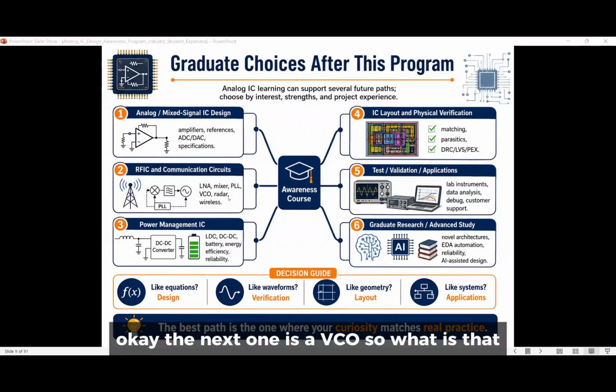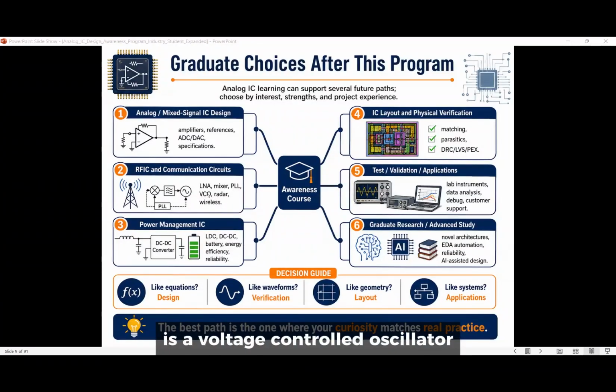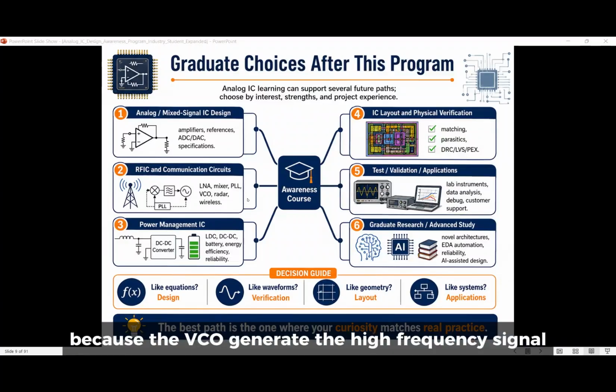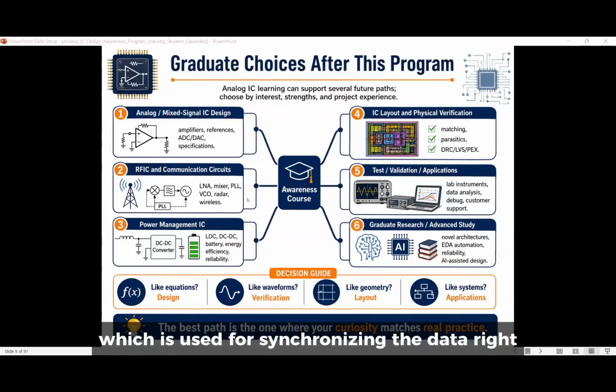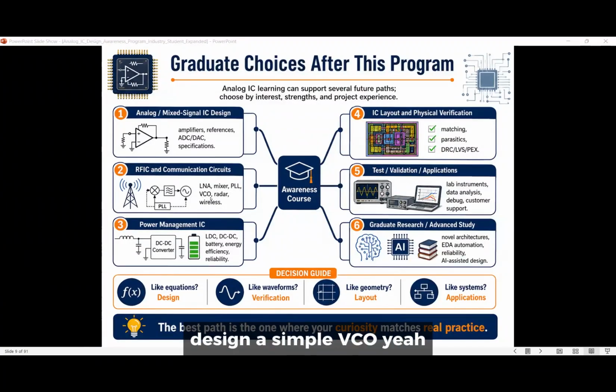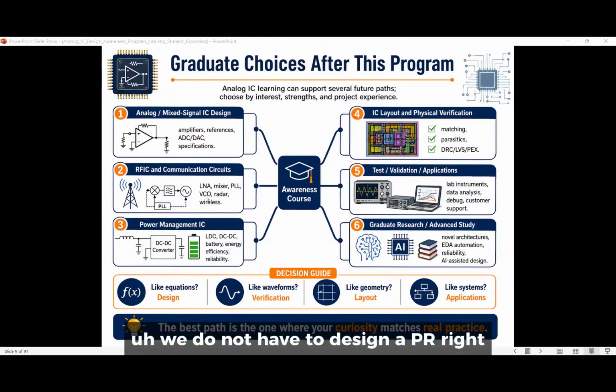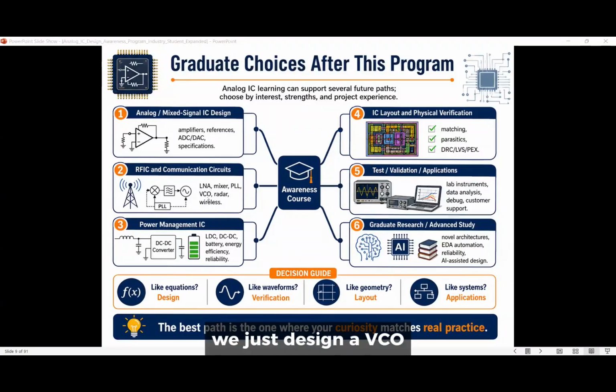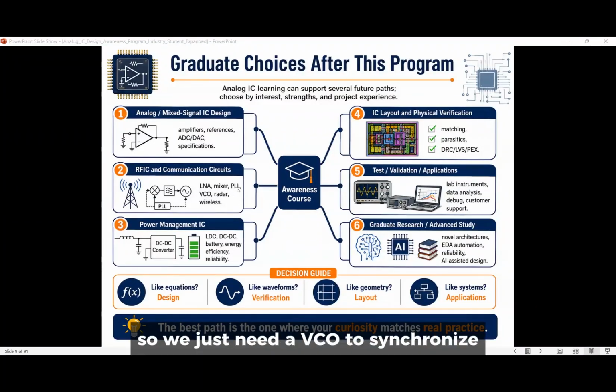Okay, the next one is VCO. It's a voltage controlled oscillator. It's the core device in the PLL because the VCO generates the high frequency signal used for synchronizing the data. It's actually the generation of the clock. People will ask why we cannot just design a simple VCO. We do not have to design a PLL, right? We just need a VCO to synchronize. So why do we have to study PLL?